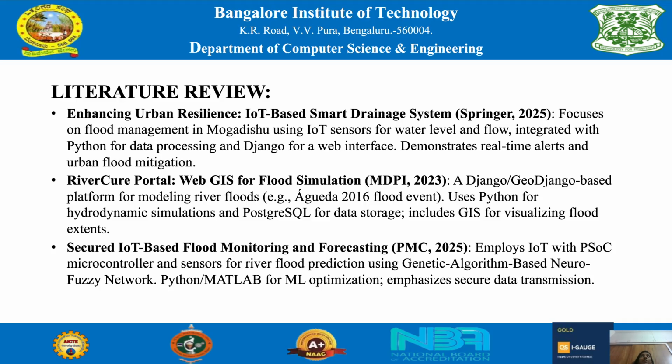Enhancing urban resilience, IoT-based smart drainage system, published in Springer 2025, focuses on flood management in Mogadishu using IoT sensors for water level and flow, integrated with Python for data processing and Django for a web interface. It demonstrates real-time alerts and urban flood mitigation.